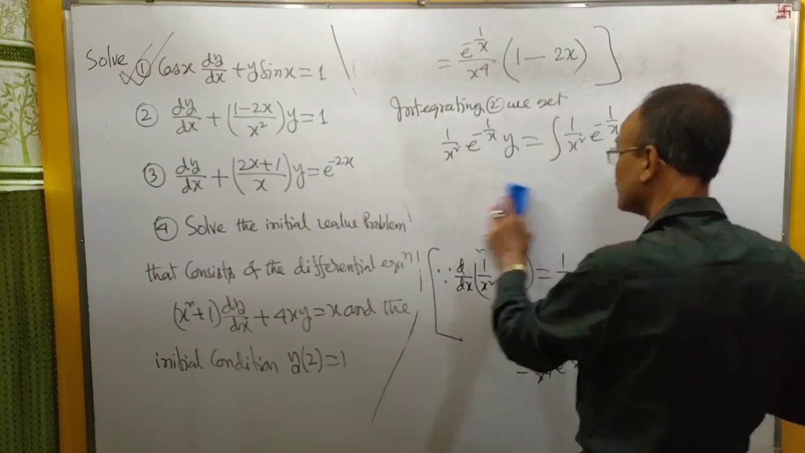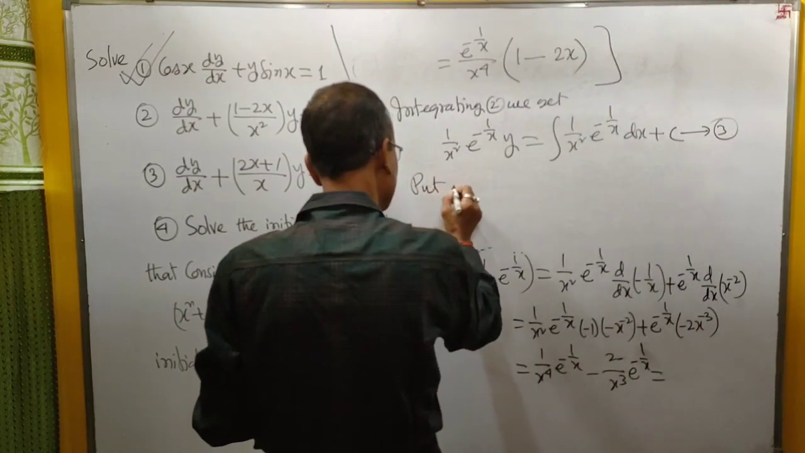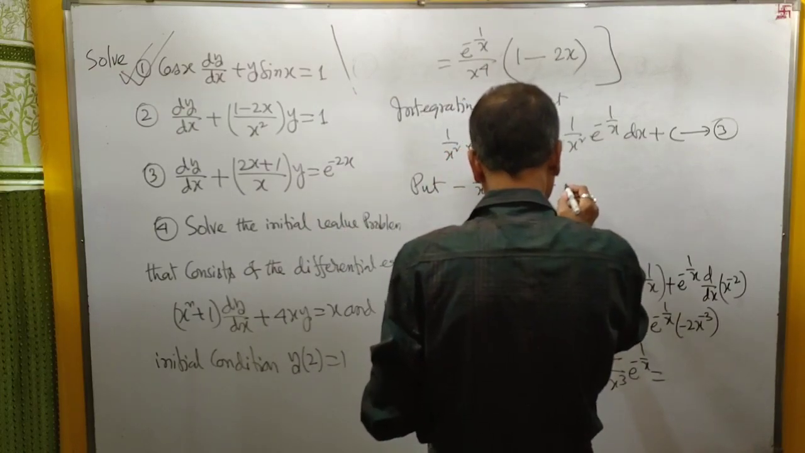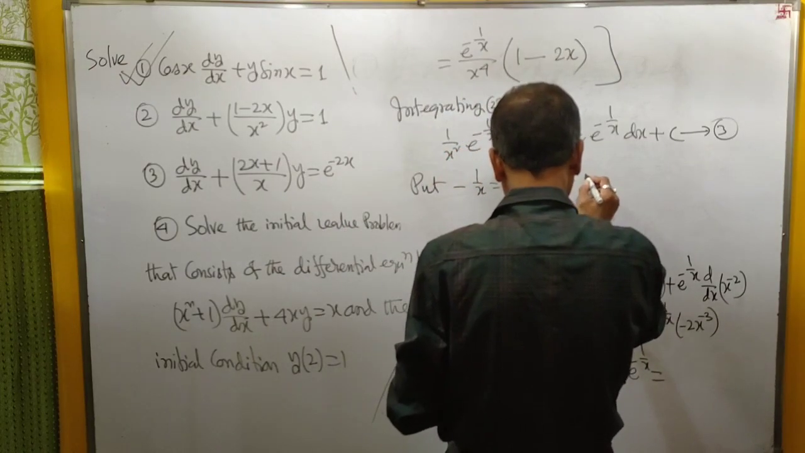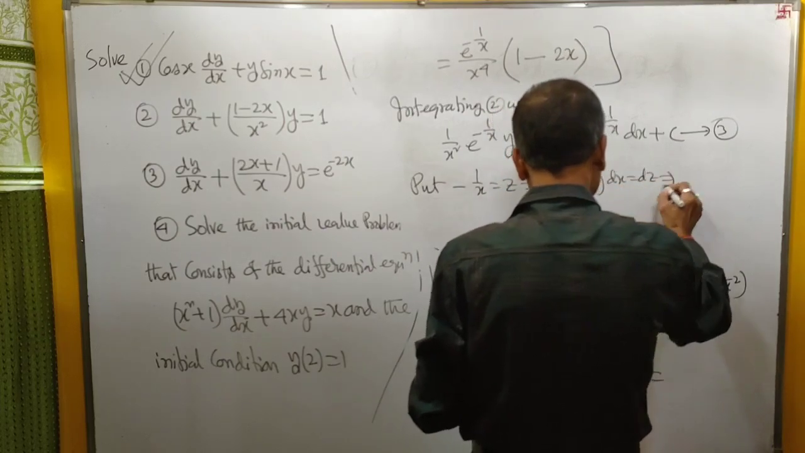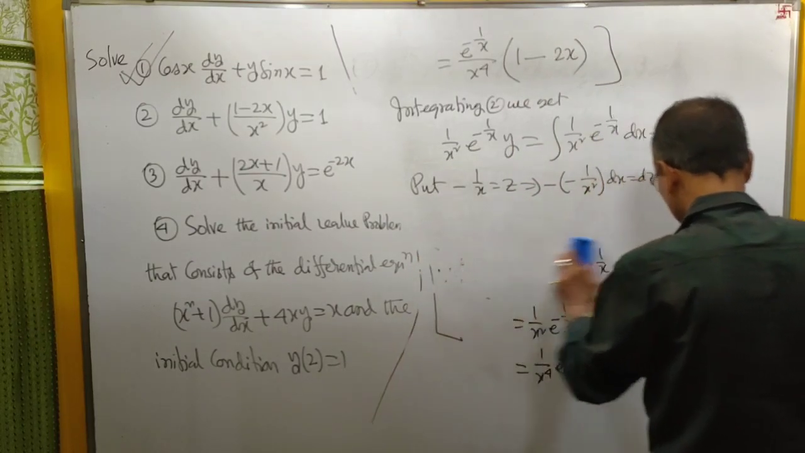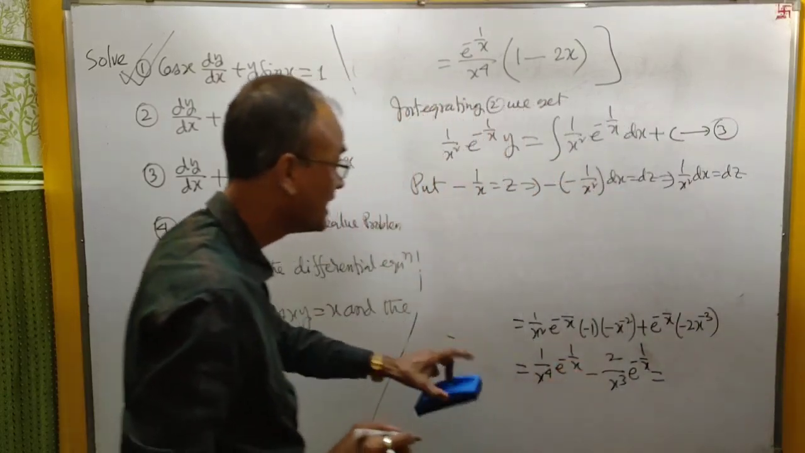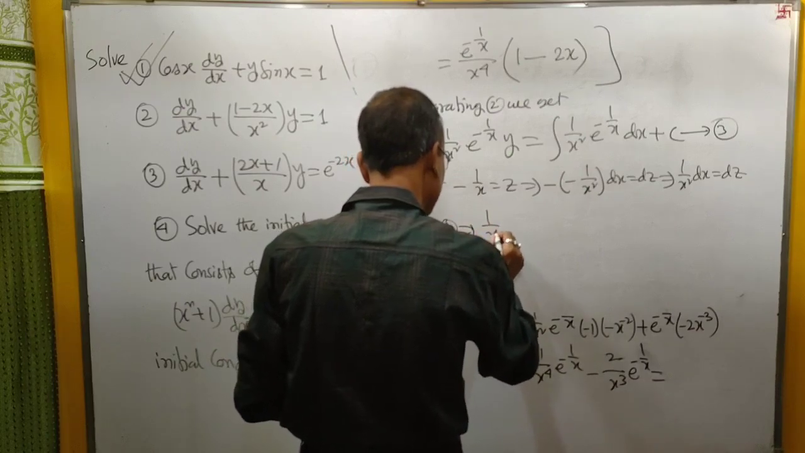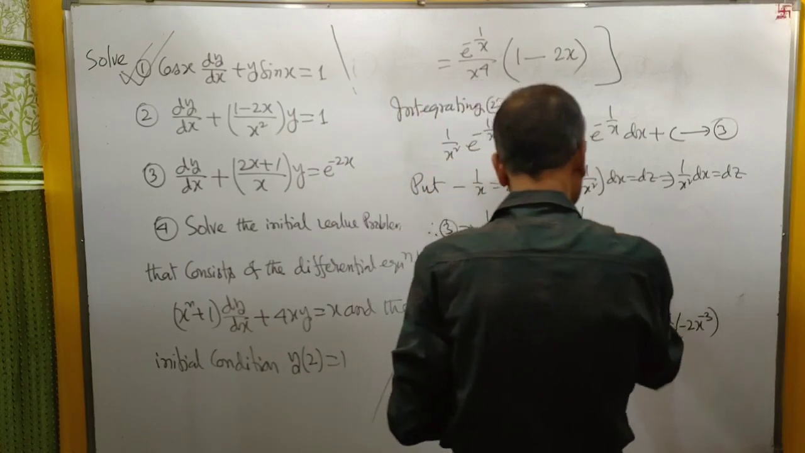Now put. Suppose this is number 3. Put minus 1 by x equal to z. This means 1 by x square dx equal to dz. We will get this one. Therefore, from 3 we will get 1 by x square e to the power minus 1 by x y equal to integrate.